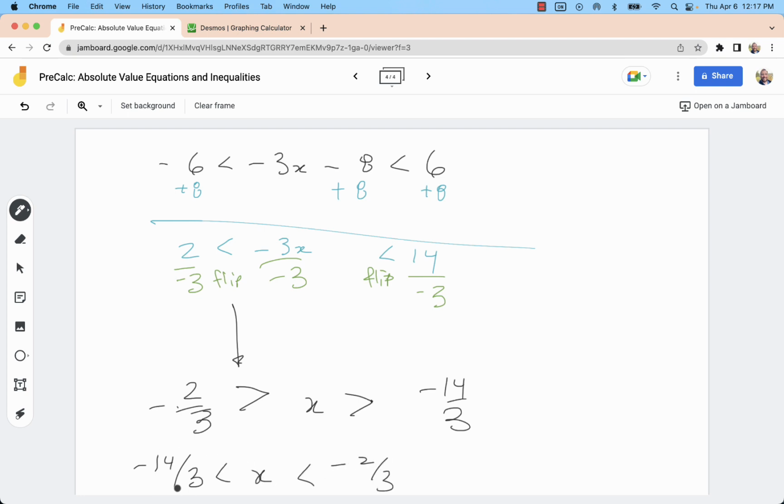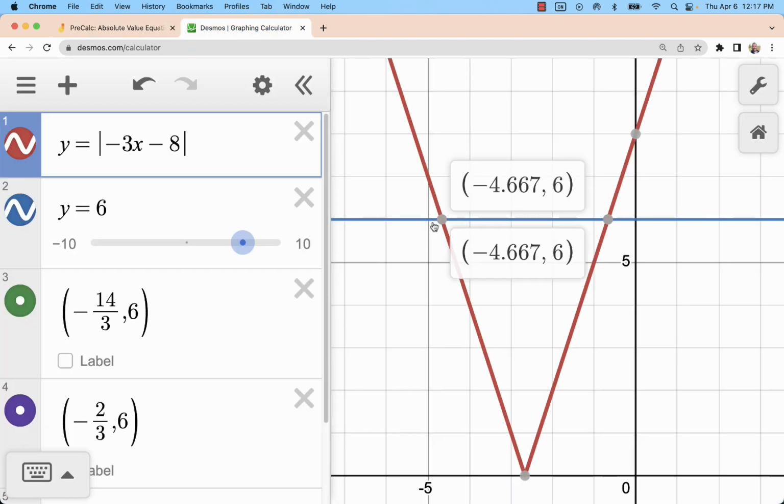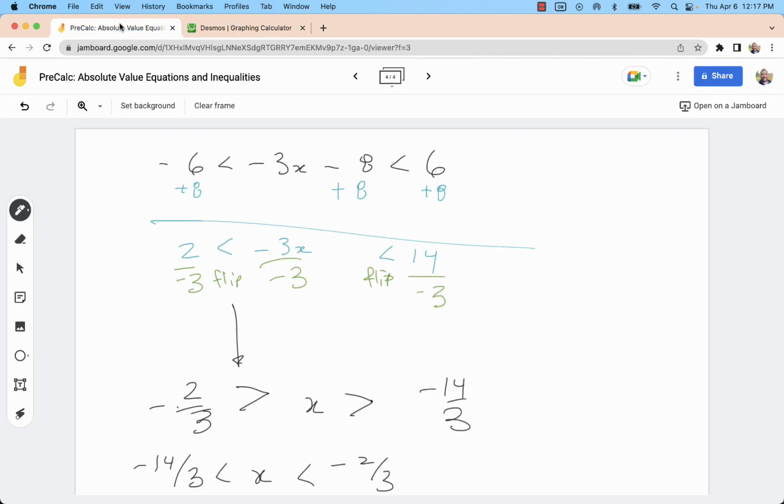That way this is the smallest one, this is the biggest one, and 14 thirds was there, 2 thirds is there, we're in between there. In interval notation, we would do open intervals because this does not have that equal component underneath the inequality. That would be my final answer there.